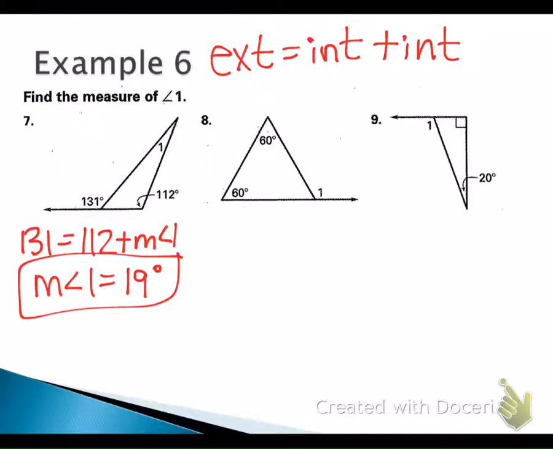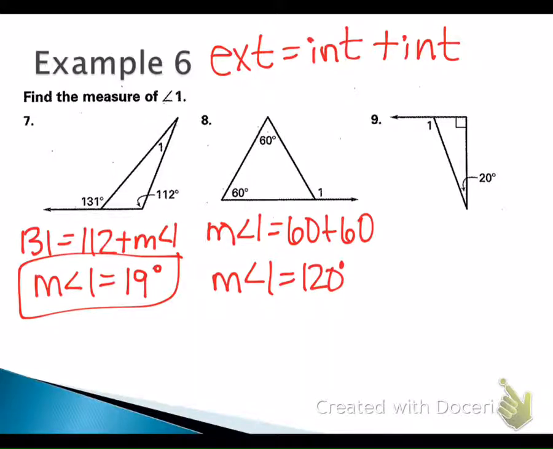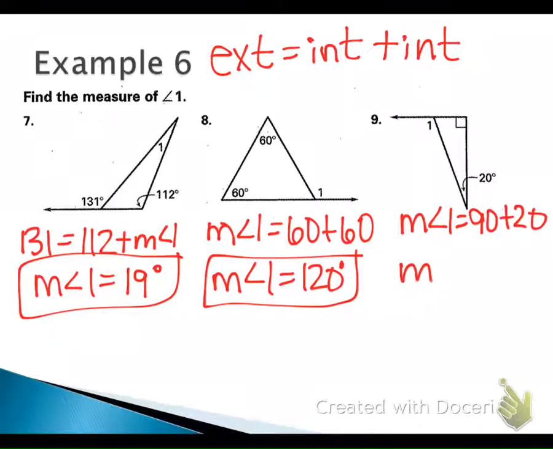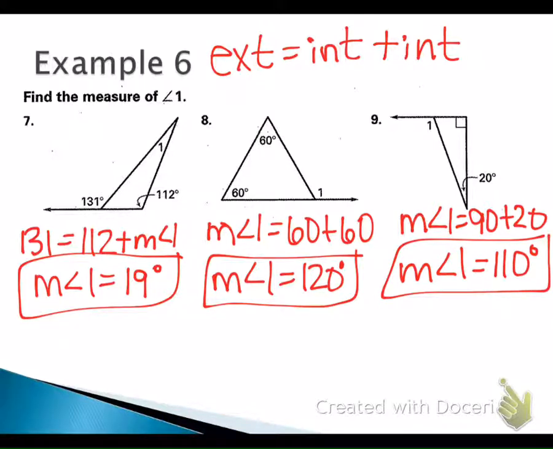On the next problem, now our exterior angle is the one that we do not know. So the measure of angle 1 is equal to the sum, or if we add the two inside, 60 plus 60. Measure of angle 1 equals 120 degrees. On the last one again, the exterior one is the one outside. And we add up the two inside, 90 and 20. When we add those, we get 110 degrees for the measure of angle 1.